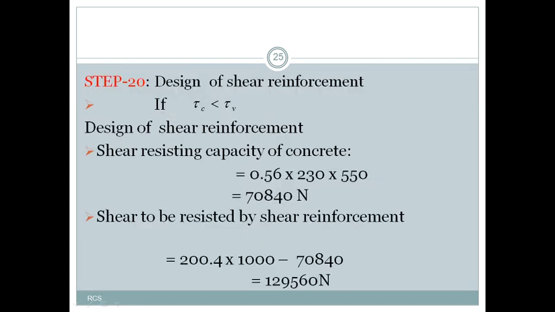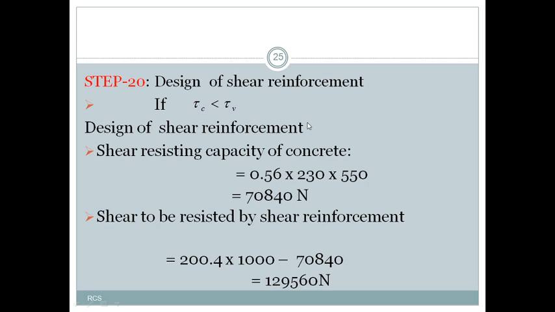Now this value should be compared with our tau V. If tau C is less than tau V, then we go for the design of shear reinforcement. If the case is reverse, if our tau V is less than tau C, then we will provide nominal shear reinforcement. Now in this case, our tau V is 1.58 and tau C is just 0.56 Newton per mm square. The relation between these two is that tau C, the design shear strength of the concrete, is less than the nominal shear stress. So we have to go for the design of shear reinforcement.